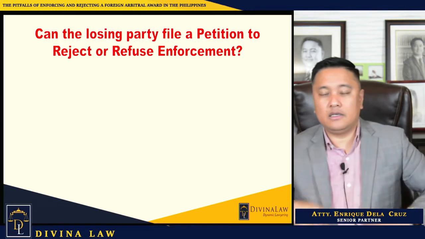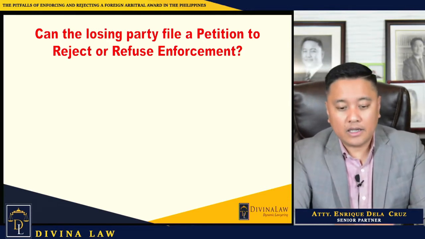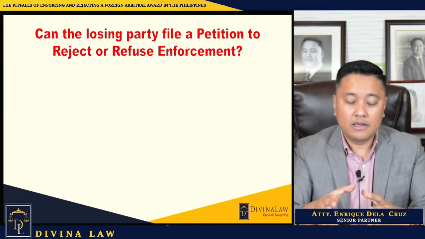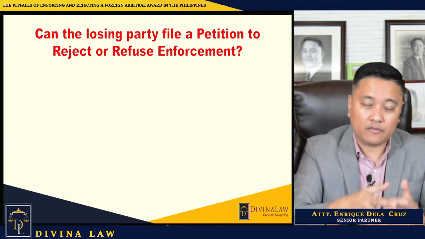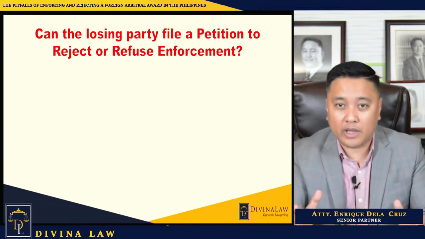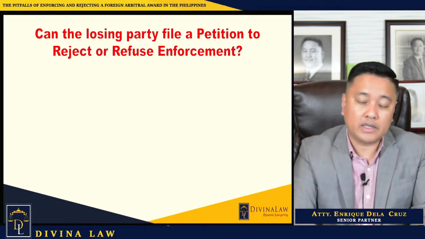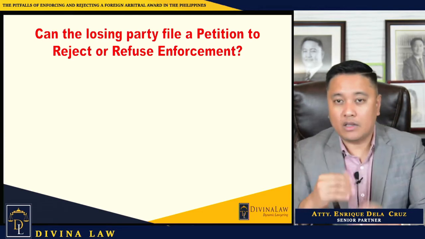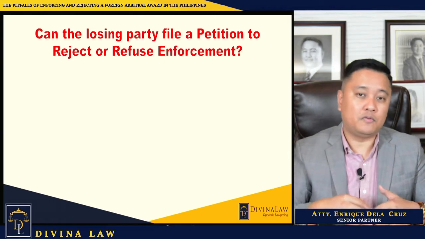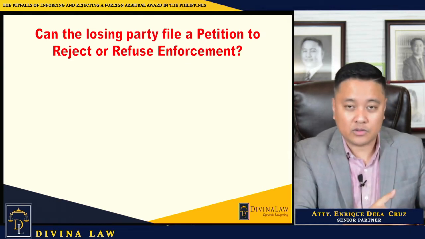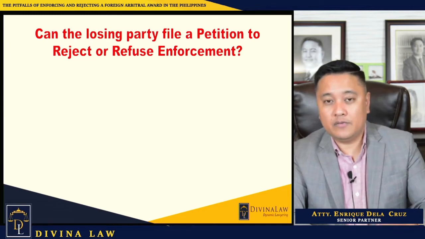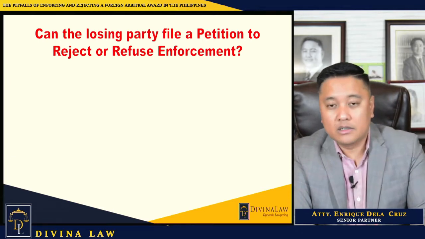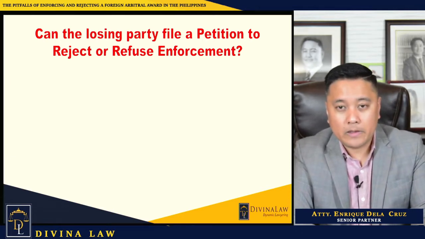Now, this is a curious question. Can the losing party preempt the enforcement or recognition and file a petition to reject or refuse enforcement even prior to any moves from the prevailing party to have the foreign arbitral award enforced or recognized in the Philippines? Can you preempt the prevailing party? Can you file this petition to refuse or reject enforcement even if the prevailing party has not even taken any moves to implement or recognize the foreign arbitral award? Is that allowed under the rules?